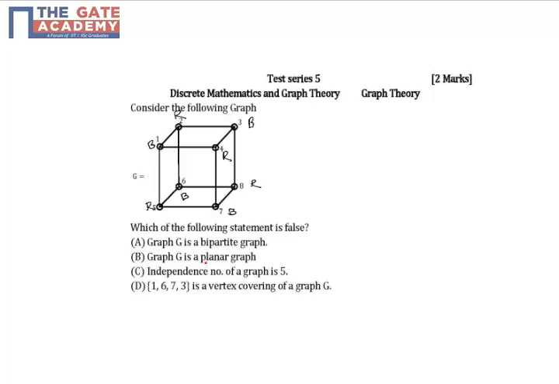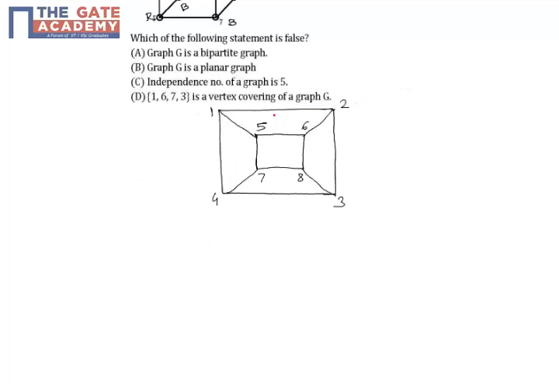We say that a graph is a planar graph if it can be drawn on a plane in such a way that no edges cross each other. So let us see if we can draw this graph such that no two edges cross each other. Here we can see that we can draw the original graph in such a way that no two edges are crossing each other. Hence we can say that graph G is a planar graph. So the second statement is also true.